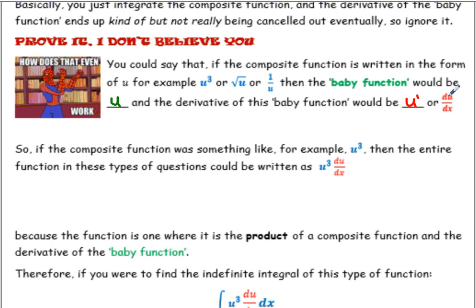So what does du dx mean literally? It means the derivative of the function. Yep, so listen, this is hard stuff. The u dash means the derivative of u with respect to x. So the derivative of u with respect to x.